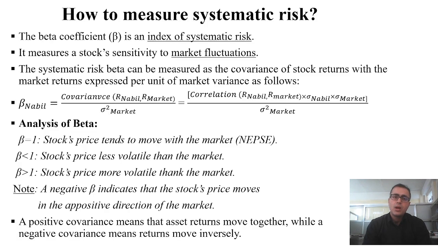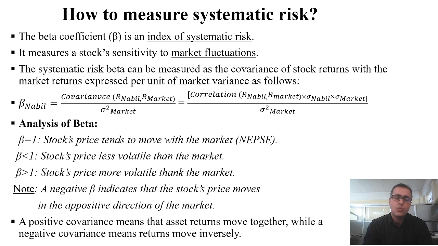Now, the question is how could we measure the systematic risks? Well, the beta coefficient is the important index of systematic risks, which measures the stock's sensitivity to market fluctuations, and which is the ratio of the covariance of the stock return and the market return by the variance of the market. Here I have used B as the beta, and Naval is, let's say, the Commercial Bank of Nepal case, right? Now, how do we analyze the beta value?